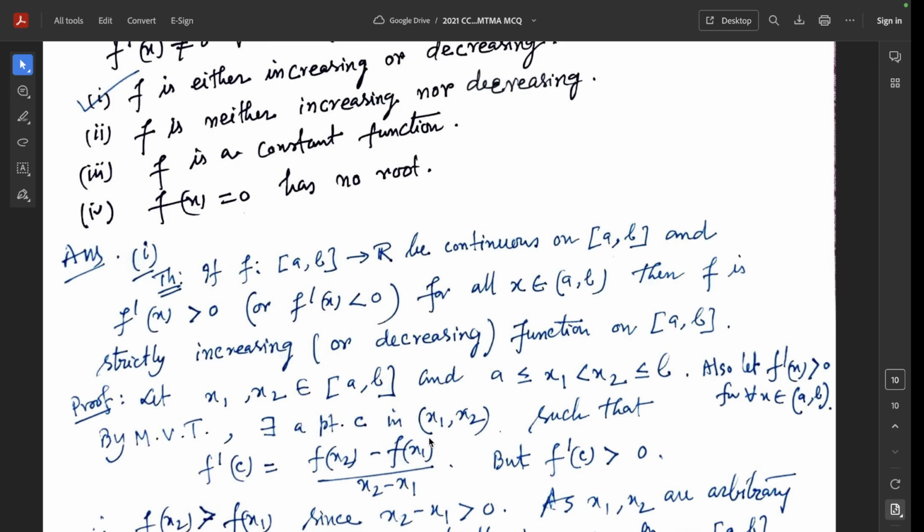At some point c, by Lagrange's mean value theorem, f dash c equals (f(x2) minus f(x1)) by (x2 minus x1). We prove here for f dash x greater than 0. So obviously f dash c greater than 0, so f(x2) minus f(x1) is greater than 0, since x2 minus x1 is positive, according to our choice a less than or equal to x1 less than x2 less than or equal to b. So f(x2) greater than f(x1) for x1 less than x2, obviously it is a strictly increasing function on the closed interval [a, b]. Thank you for watching this video.